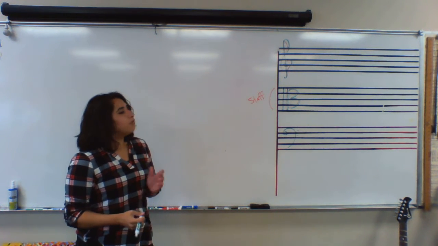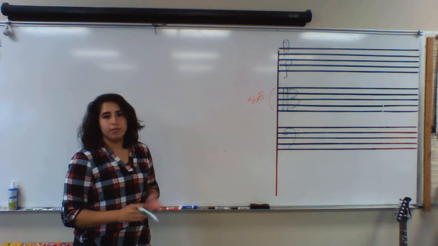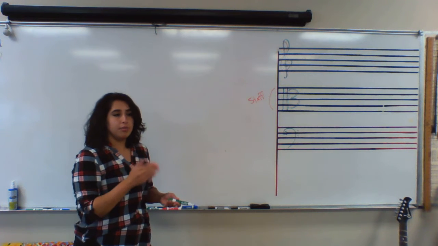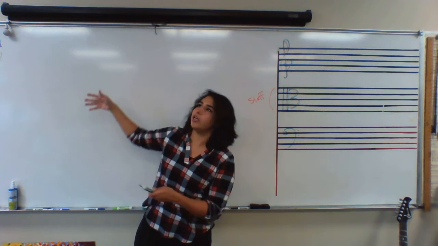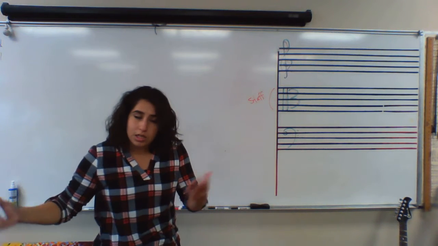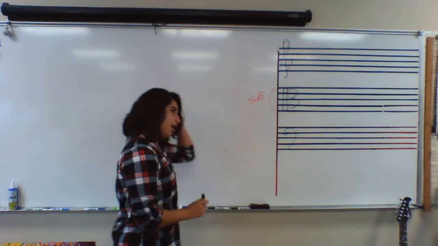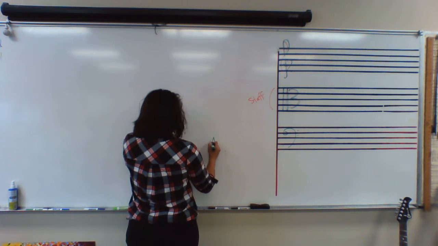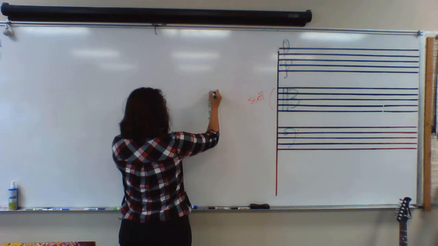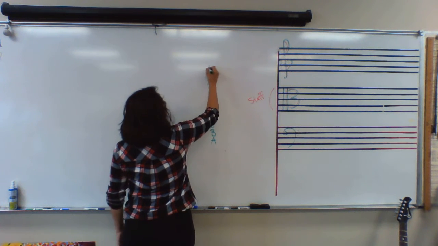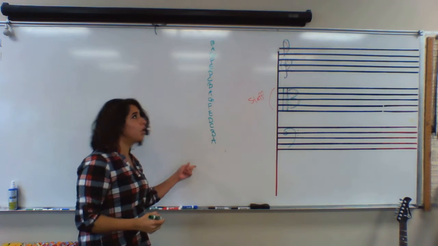Okay, so first we need to mention that the musical alphabet just goes from A to G, the end, and it repeats. A, B, C, D, E, F, G, A, B, C, D, E, F, G, and it keeps going. And it goes backwards. So G, F, E, D, C, B, A, G, F, E, D, C, B, A, up and down, okay? Like so. And it just keeps going all the way up.